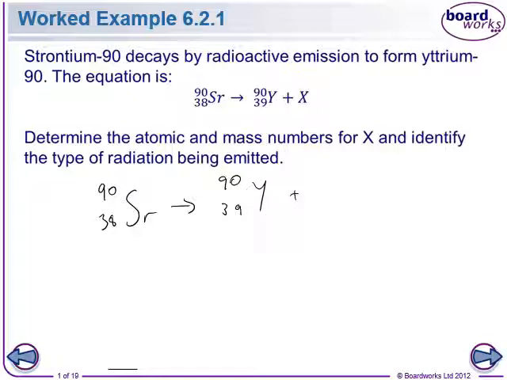So our mass numbers add up, but our atomic numbers don't. So what we need then, we have a zero up here and a negative one there. So what type of particle is that? Negative beta. Negative beta. Good. Or an electron.